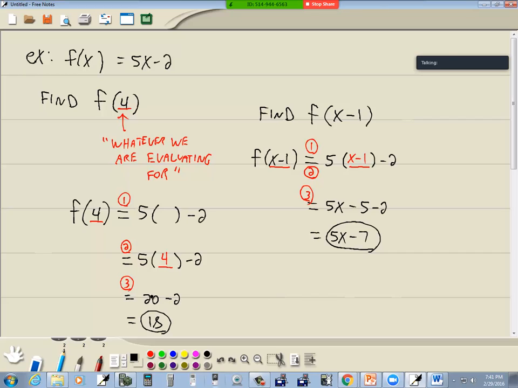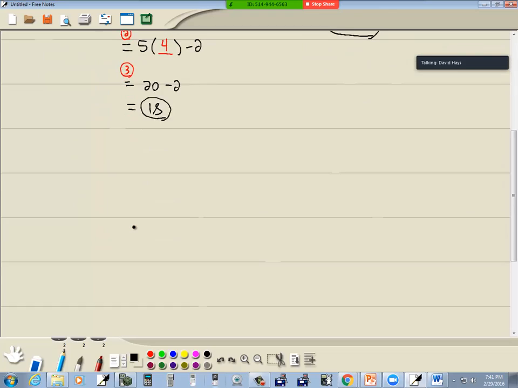Now, one more example of evaluating a function. Let me show you one that has something a little bit more complex. Say we got f of x is equal to x squared minus 7x plus 5, and we want to find f of negative 2.